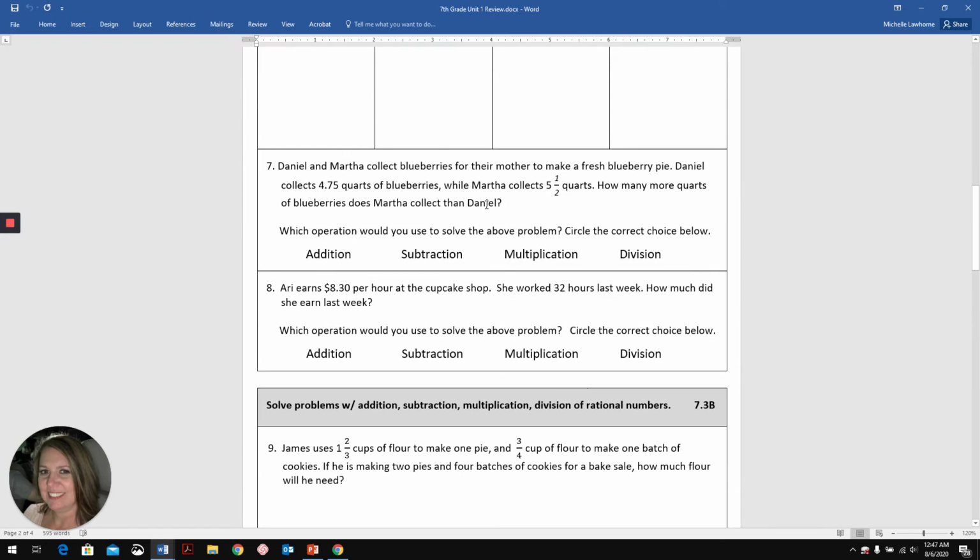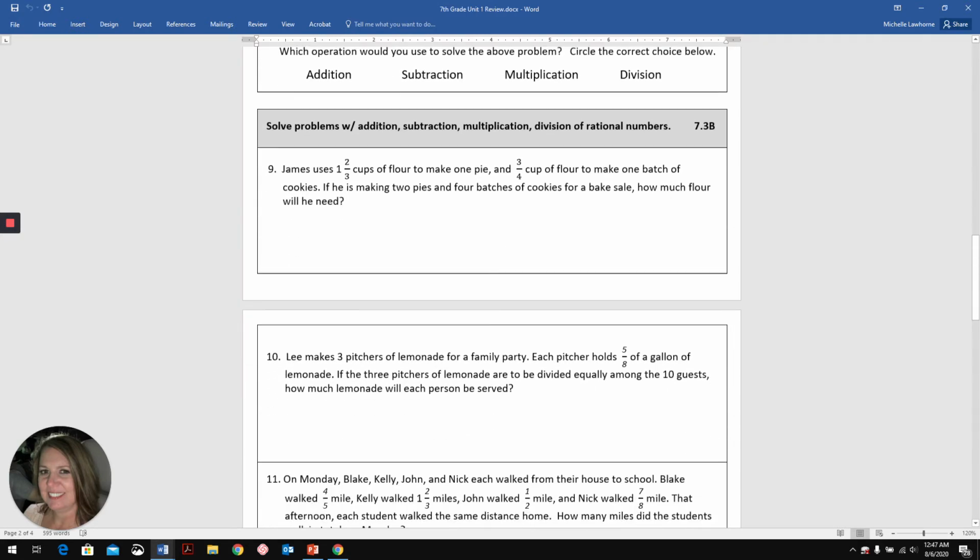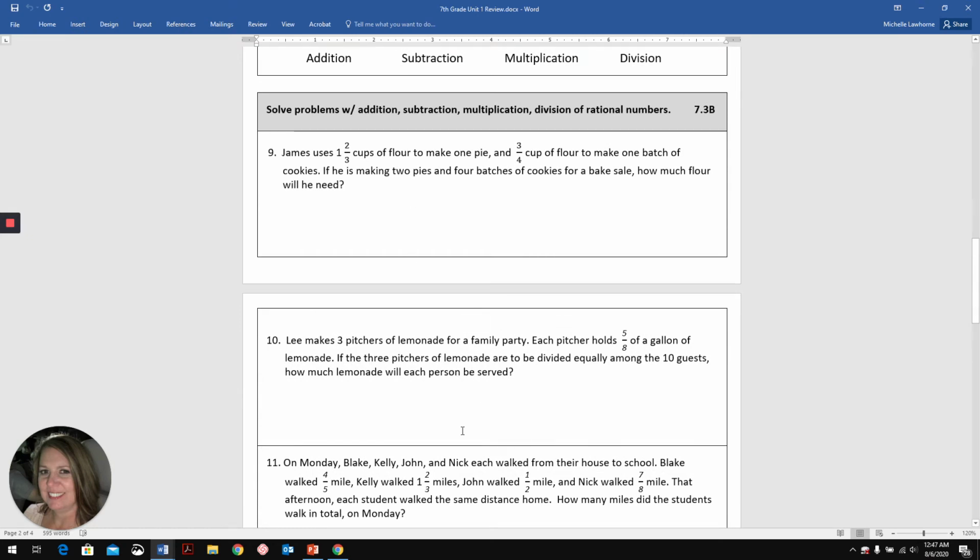before we ever solve a word problem, we ask them to determine which operation they would use to solve that problem. So they're not solving anything here. They're just telling us which operation they should use. And then we move on to 7.3b where they do actually solve the word problems.